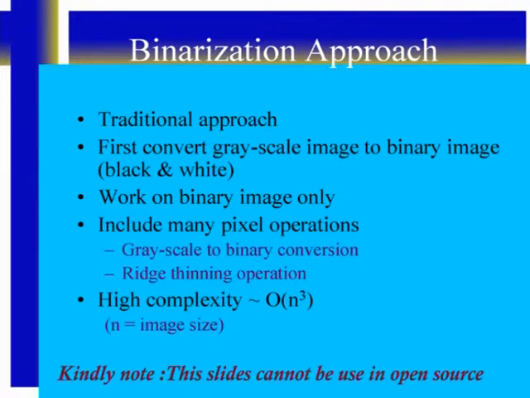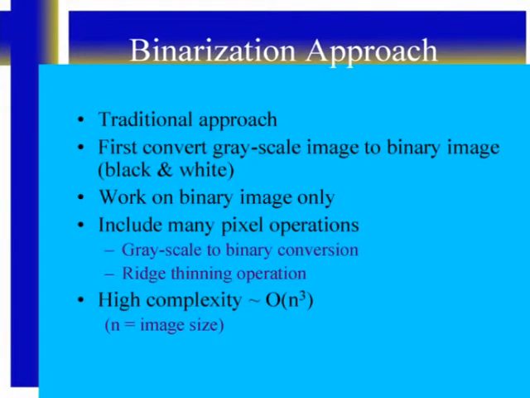You first convert the grayscale image to a binary image. How do you convert a grayscale image into a binary image? A binary image will have only 0 or 1 for a pixel. You can simply do the following. You can decide on a threshold. Any pixel value above that threshold is 1. Any pixel value less than that threshold is 0. Then you can work only on binary images.